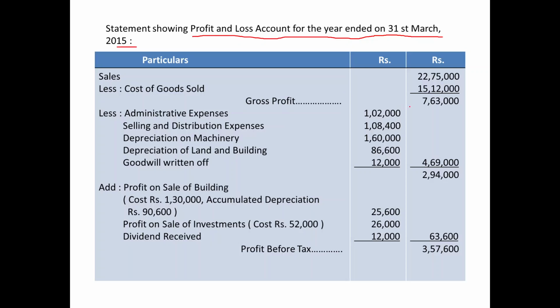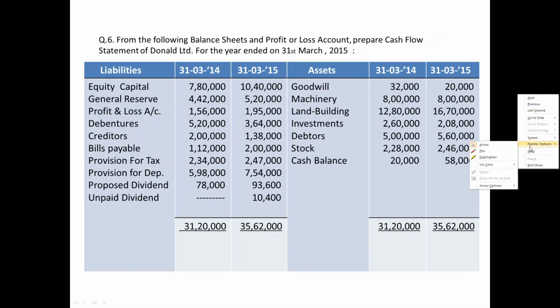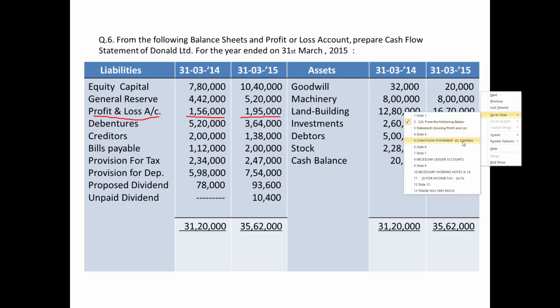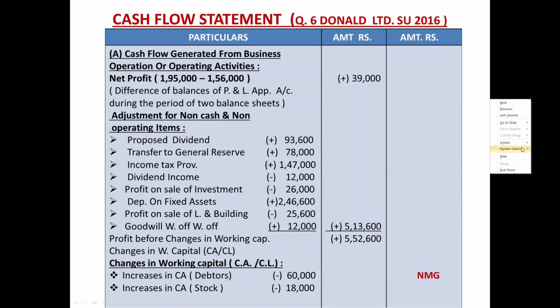Okay, with this observation, let us start the cash flow statement for this question. As usual, let us decide the profit of the year. On the liability side, profit and loss account, last year balance 1,56,000, current year's balance 1,95,000. As usual, the difference between the two balances of profit and loss appropriation account given in the balance sheet, by that way we were deciding the net profit of the current year. Let us do it once again in this question also.